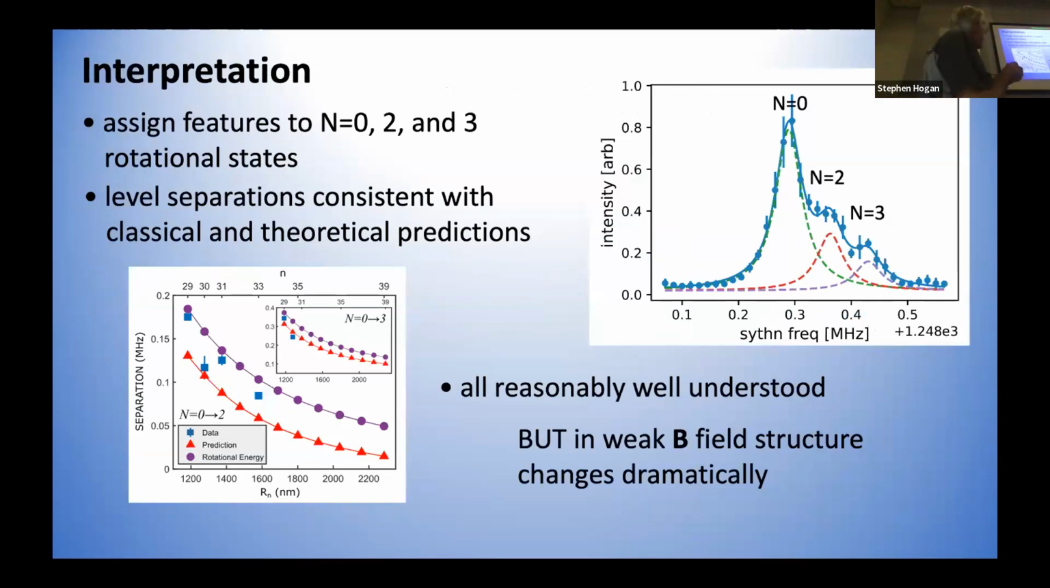And I just show here some more better resolution, more recent data, where again, we've now looked at the excitation spectrum, and it breaks down very nicely into 3 well-resolved peaks. Now, we assign this to the ground rotational state, the n equals 2 rotational state, the n equals 3 rotational state. You say, can we really do that? Is it legitimate? And the answer is yes.